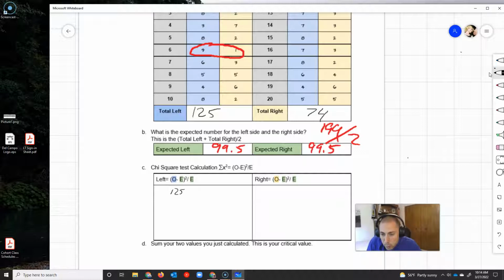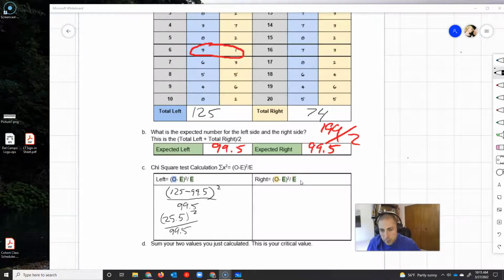125 minus expected of 99.5. Right? I square that over 99.5. Right? So 125 minus 99.5 is 25.5, and so it's going to be 25.5 squared over 99.5. And I'm going to need to do that on my calculator.